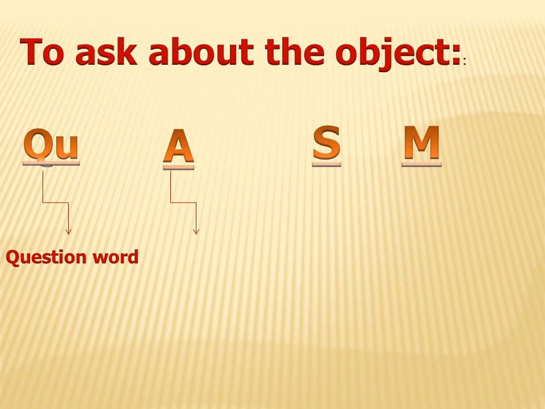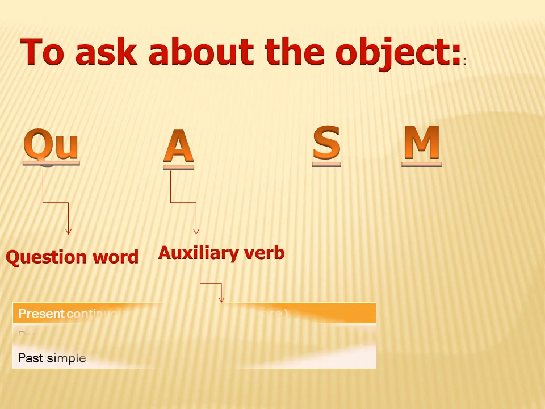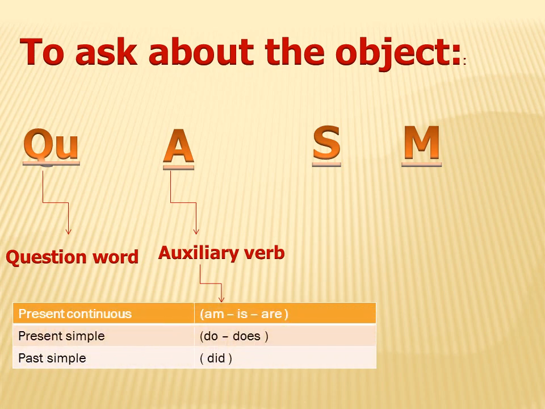Let's remember the auxiliary verbs. The auxiliary verb in the present continuous is am, is, and are. The auxiliary verb in the present simple is do and does. And the auxiliary verb in the past simple is did. And the S, which is the subject. And finally, the N, which is the main verb of the sentence.